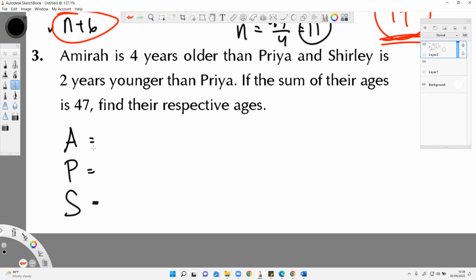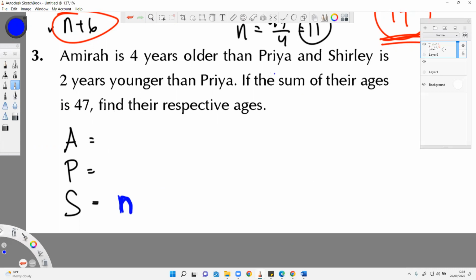Think of the question. Look at the question. Everyone read the question. Amira is 4 years older than Priya. Shirley is 2 years younger than Priya. So the youngest is Shirley. The oldest is Amira. That's it. So you can choose either one to be the n, the age. For example, I use the youngest as the n. N years old.